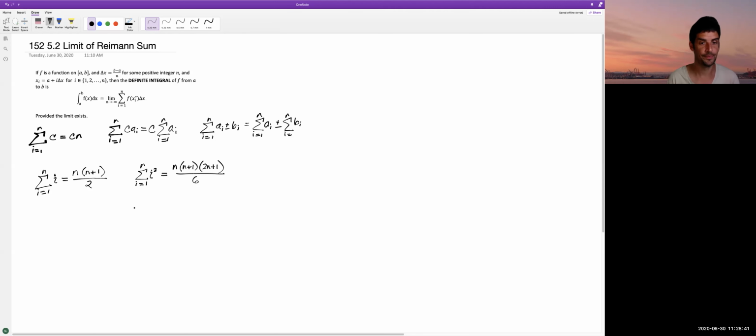We get this. And there's one more. What if we add up the first n cubes? It turns out you can figure that out by doing n times n plus 1, dividing it by 2, and then squaring it. Okay? So the first three I've shown in other videos.